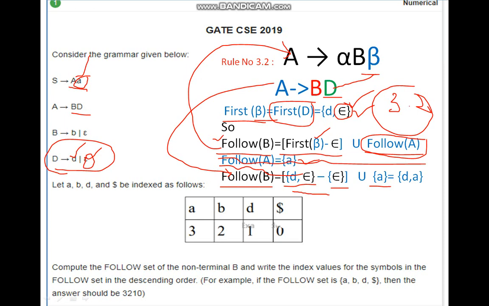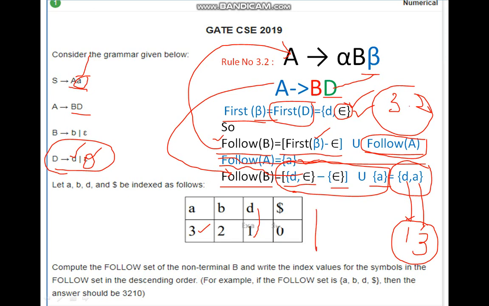If you solve this one, you would get the answer d, a. Now what is the index for D? Index for D is 1, so write down here 1. What is the index for A? 3. Now you need to arrange these indexes or digits in descending order. So if you arrange in descending order, your answer would be 3 1, because 3 1 is descending order. So this is your final answer, 3 1.